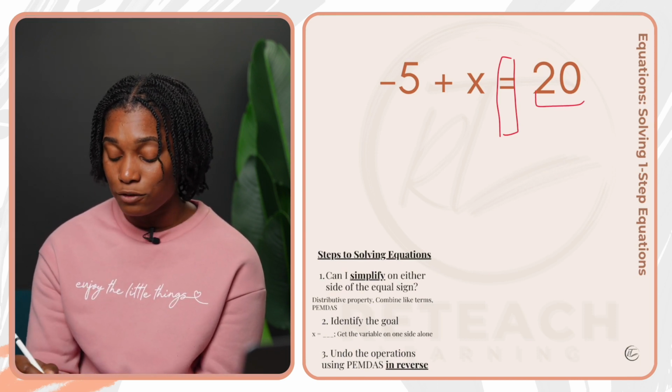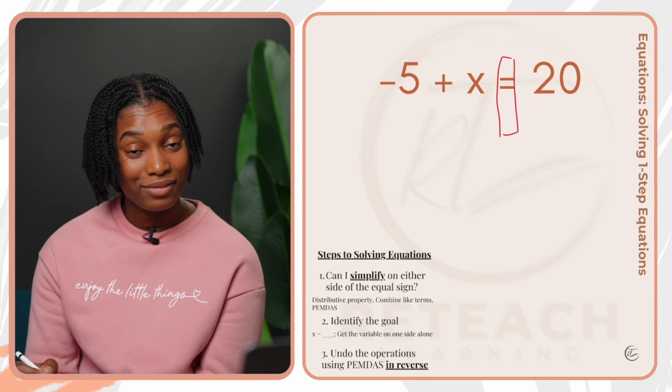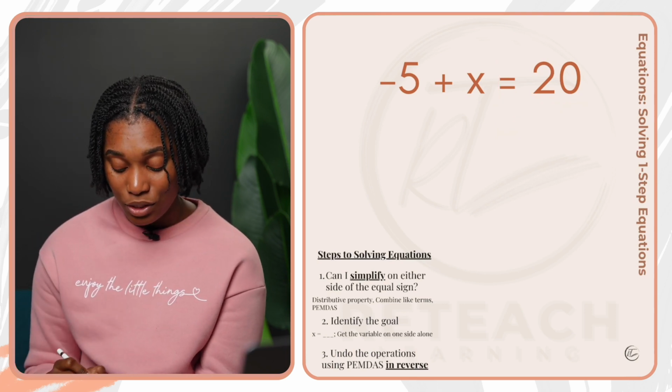On the right-hand side, we just have 20. Once again, in your face kind of 20, and you can't do anything with that, guys. So we're done with the first step.